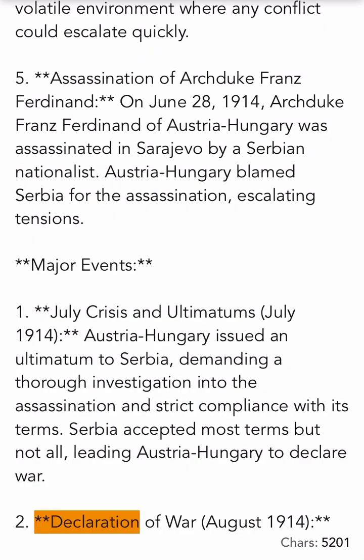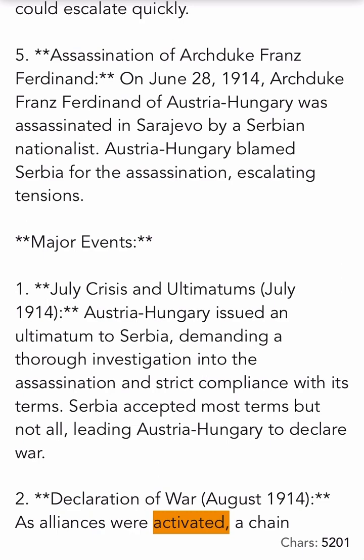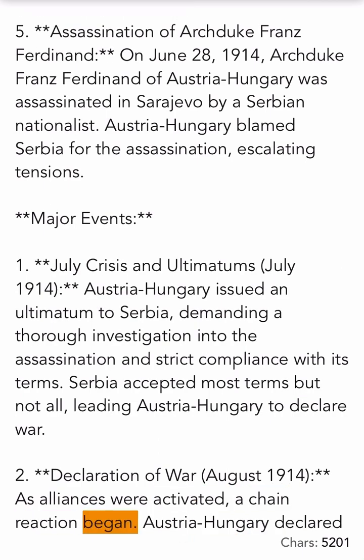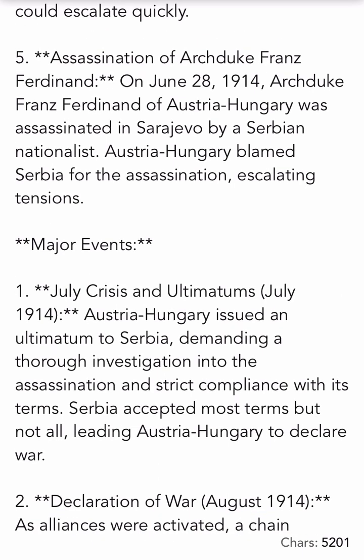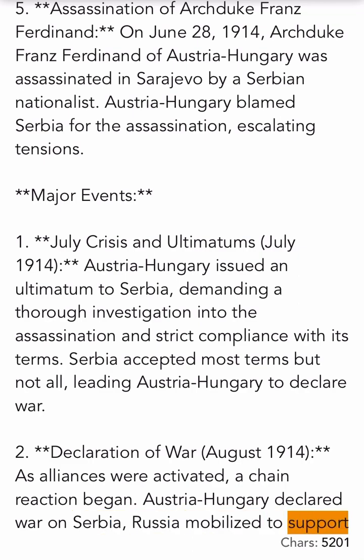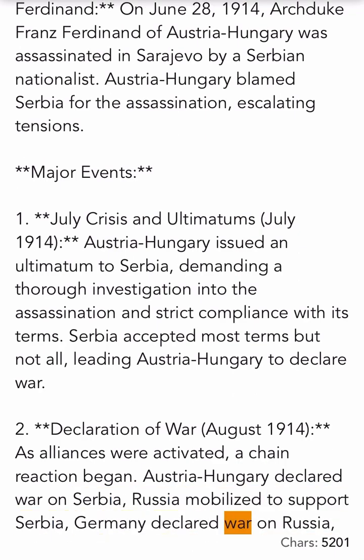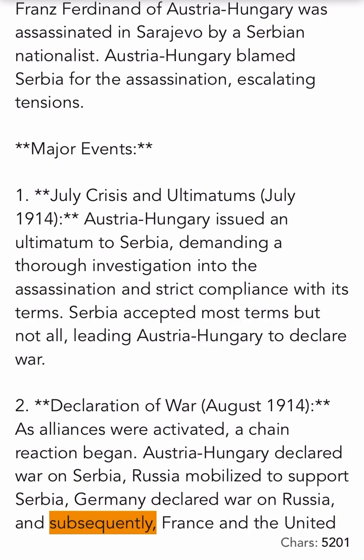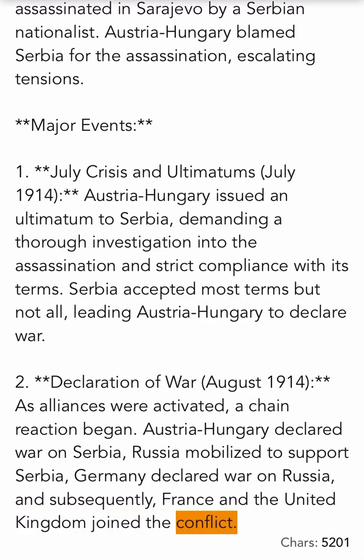2. Declaration of war. August, 1914, as alliances were activated, a chain reaction began. Austria-Hungary declared war on Serbia, Russia mobilized to support Serbia, Germany declared war on Russia, and subsequently, France and the United Kingdom joined the conflict.